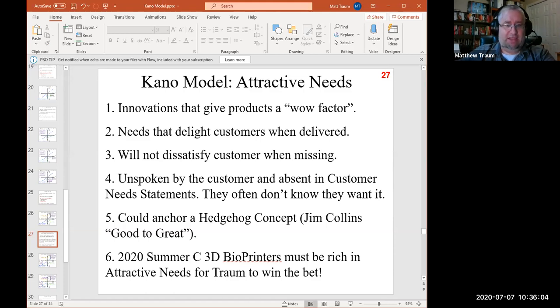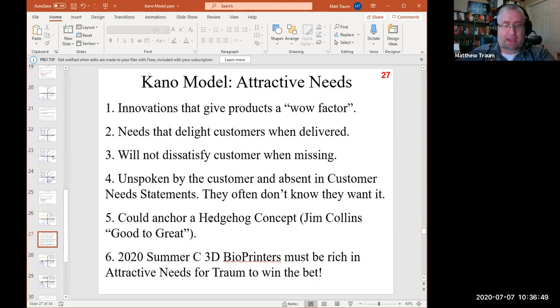So I would really like you guys to think about the overlap between those two ideas that I presented in the class as you're thinking about your hedgehog concepts. You actually have to come up with hedgehog concepts and present them in your preliminary design report. And so your hedgehog concept may very well be an attractive need, right? Your 3D bioprinter does something that the customer did not anticipate, that is uncanny, that is amazing, that just floors people. And I think if you do that and you build your entire design around that hedgehog concept and demonstrate that you can do it well, better than anyone else in the class, and that it's something that you're passionate about, and it's something that can drive the product forward.